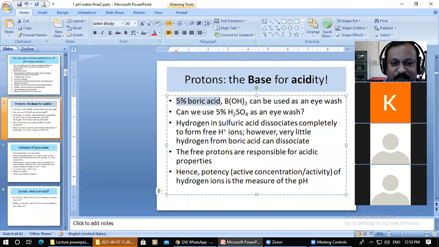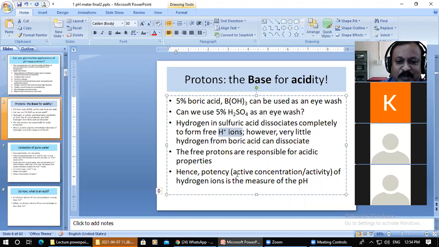If we consider sulfuric acid, then this almost completely dissociates very easily, instantly it dissociates, and therefore a large number of protons are generated. And when a large number of protons are generated, the acid is said to be a strong acid. If it is a strong acid, then it will definitely have a very harmful effect on the body or on the eyes.